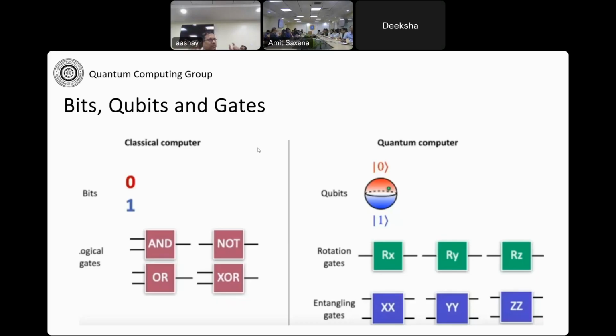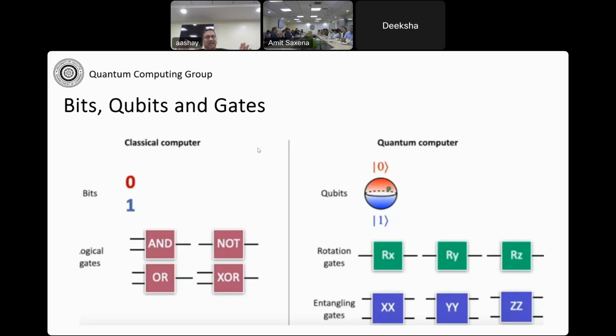And to update a qubit, we have two types of operations. One is single qubit operations, which rotate this qubit across the x, y, or z axis, called Pauli gates Rx, Ry, and Rz. But there are also two qubit operations, which are interaction operations. These are entangling operations, which can be XX, YY, and ZZ operations. So these are the basic tools we have to transform a quantum system.